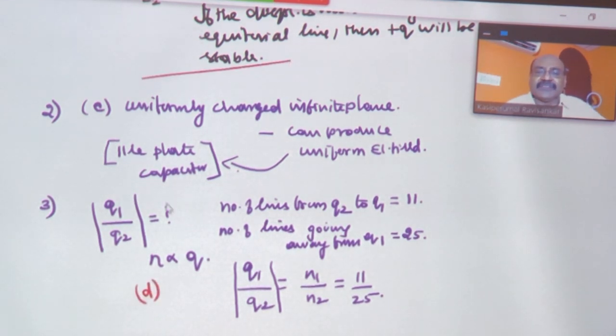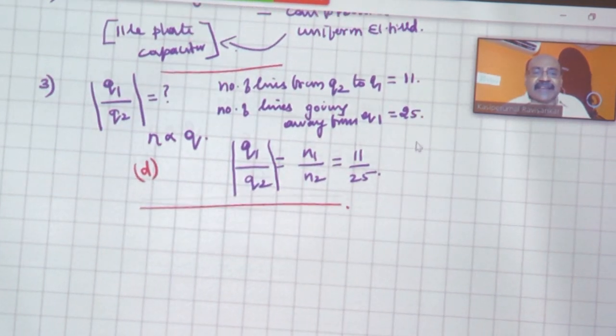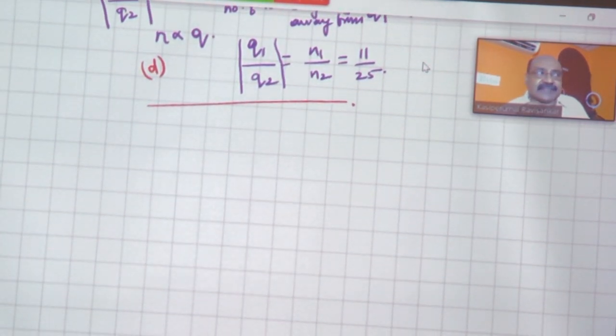So this is the first one, this is the second one, and this is the third question. Now let us move on to the fourth one. See, the fourth one is a problem. You go through that fourth question.